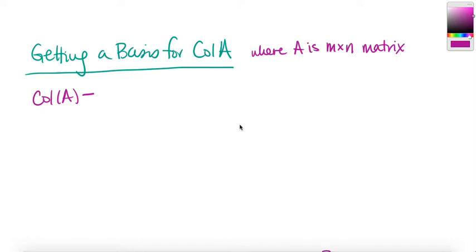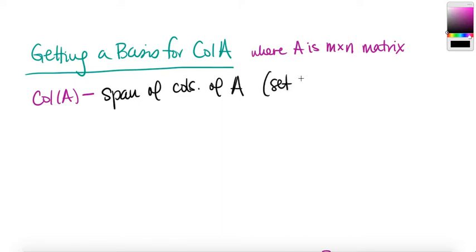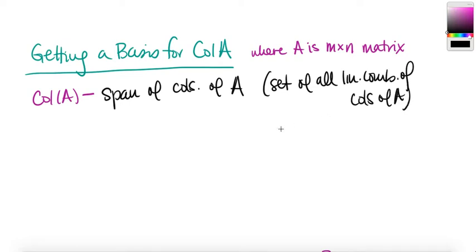Hello everybody. Today we are going to be talking about how to get a basis for the column space of a matrix. All right, first thing we have to do is remember what the column space is. So it is the span of the columns of A. And remember, another way to think about that is the set of all linear combinations of those columns of A.